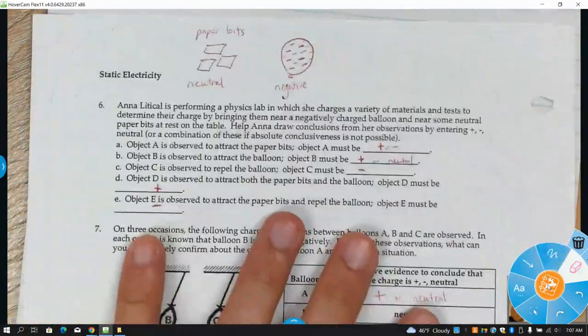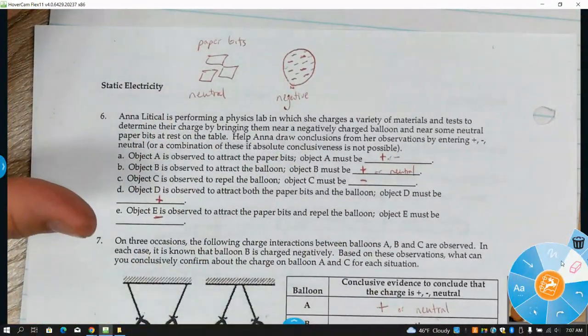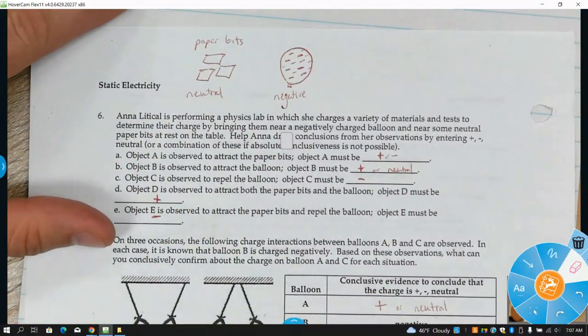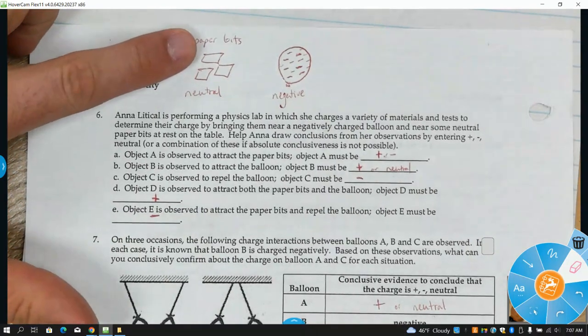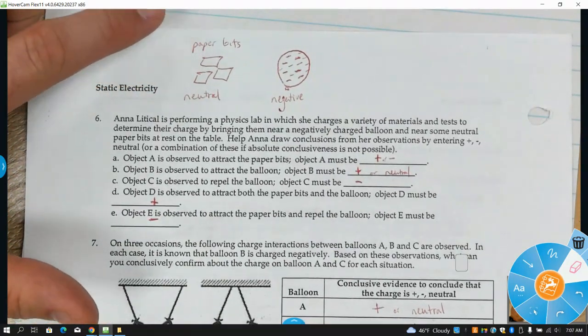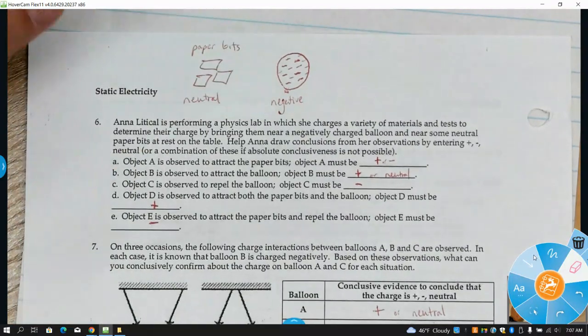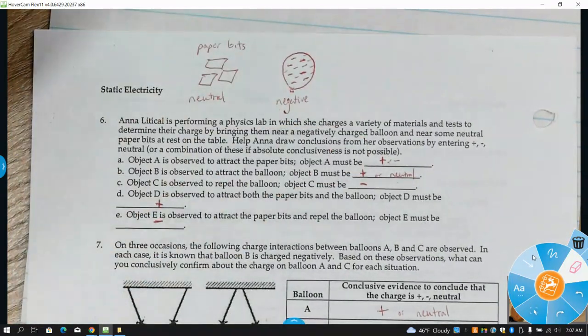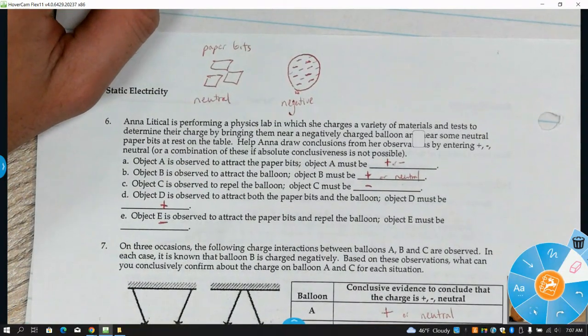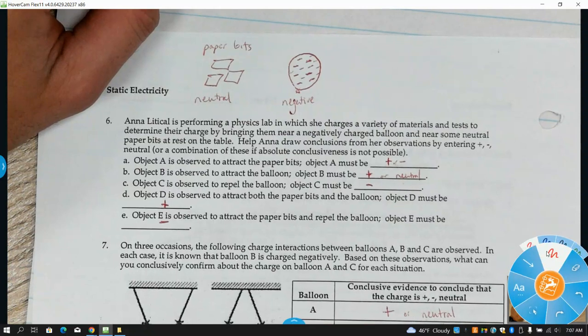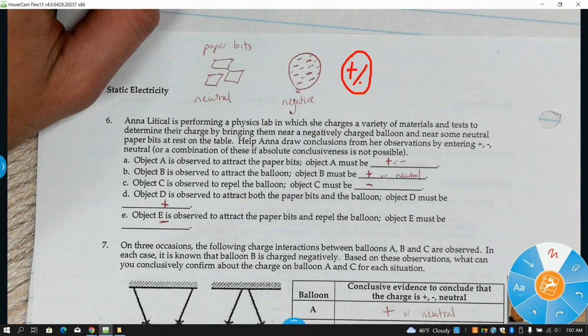Then we take a look at this. There are little bits of paper here. Paper's neutral. This balloon was negative. They said they brought an object near it. Object A brought near the paper bits. All you know is that if it attracts the paper bits, it has to have a charge. It could be positive or negative. The second object attracts the balloon. Well, it could definitely be positive because opposites attract. But it could also be positive or neutral, and there would still be an attraction here.